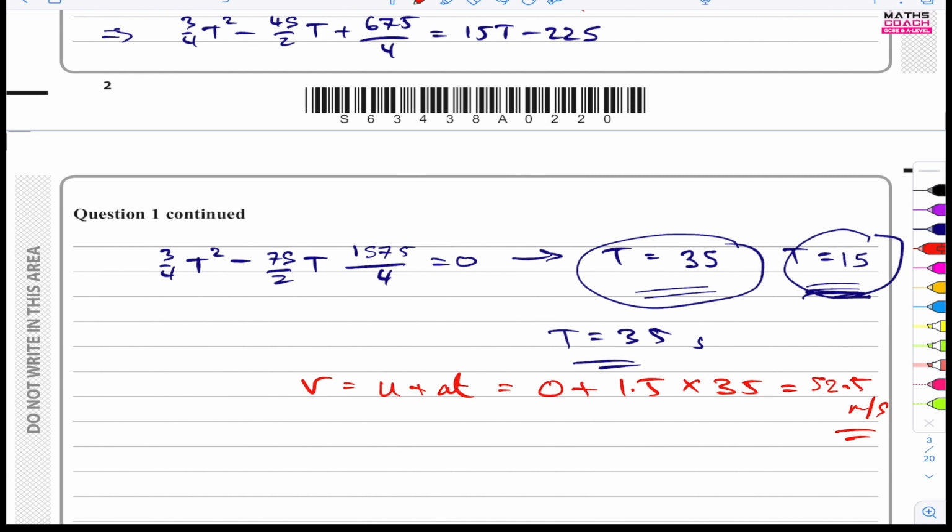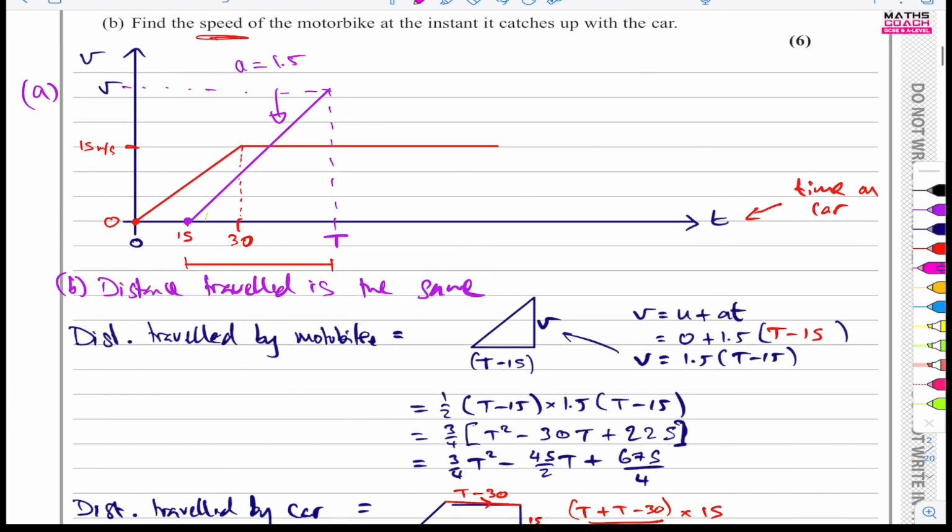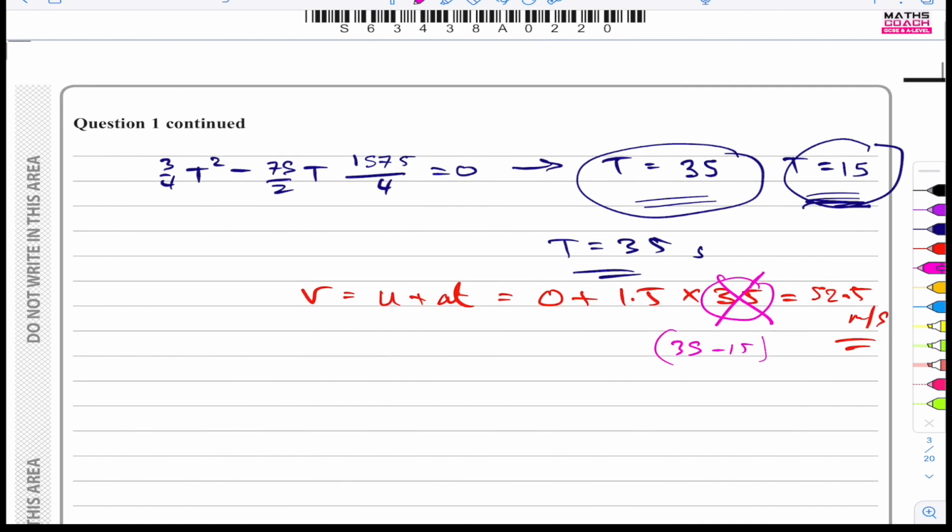Hang on a second. No, I don't think that's correct. t equals 35 is how long the car has been traveling for. The motorbike has been traveling for 35 minus 15 seconds. I think we should have seen that from here. Right? This is the formula to get the speed. It's t minus 15. So v equals 1.5 times 20, which is 30 meters per second.